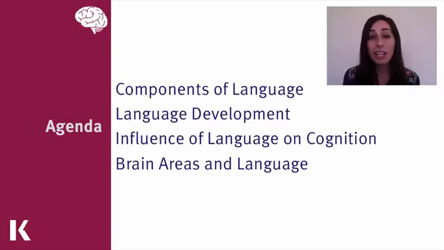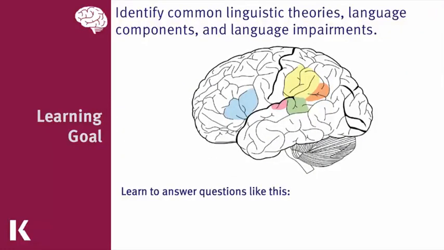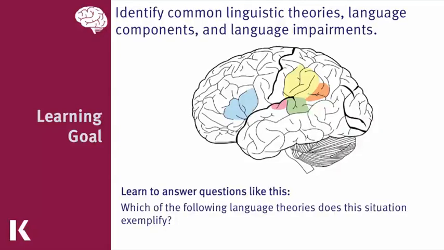We'll begin by breaking down language into its components and then delve into the development of language throughout childhood, the influence that language has on cognition, and the areas of the brain that are associated with language. Our learning goal is to identify common linguistic theories, components of language, and impairments that can occur with language. Our learning goal will enable us to answer questions like the following about language theories.